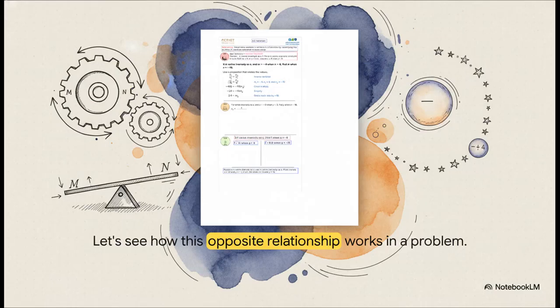Let's look at how this works in a problem. So m varies inversely as n. We get our first set of numbers. Now pay attention, because this is the one different step. To find k this time, you actually have to multiply m and n together. That's the key. In this case, that gets us k equals -24. But after you find k, the rest of the process is exactly what you'd expect.